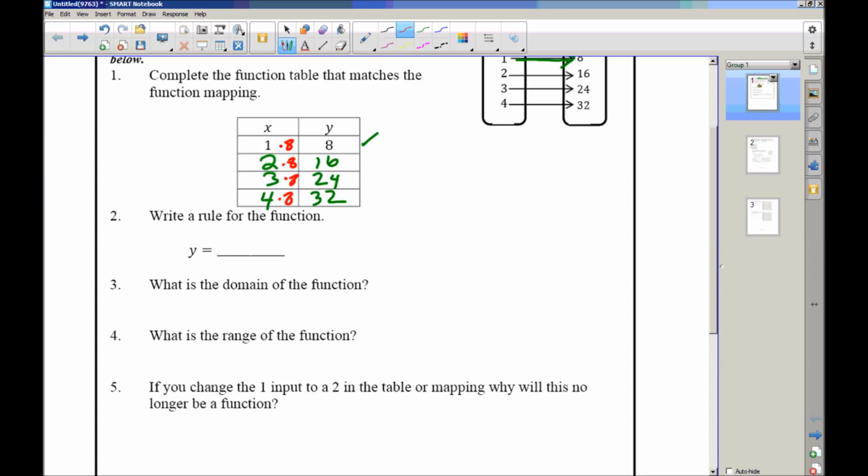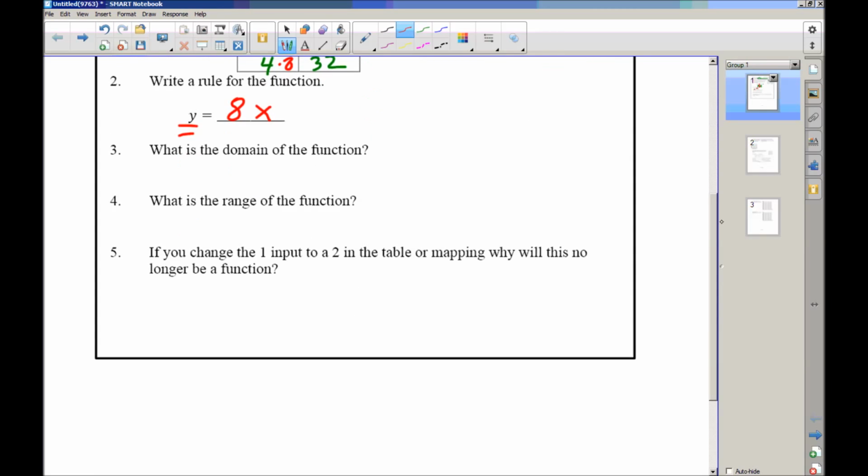So that means we take our input variable, our independent variable. If we times that by 8, we'll get our dependent variable. Remember, we can't find our dependent variable because it depends upon what we pick for our input or our independent variable. Okay? Number 3, what is the domain of this function?